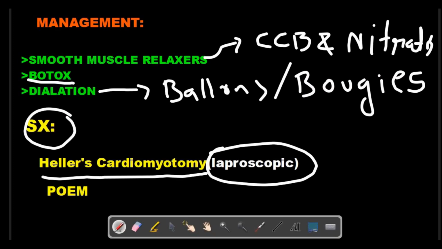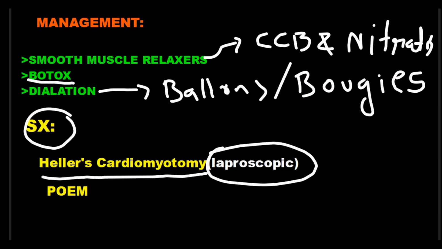What I would like you guys to additionally remember is these days we use a newer procedure known as POEM, that is per oral endoscopic myotomy, where we use an endoscope to perform the same myotomy orally. We just need to know the name, no need of knowing the procedure over there.